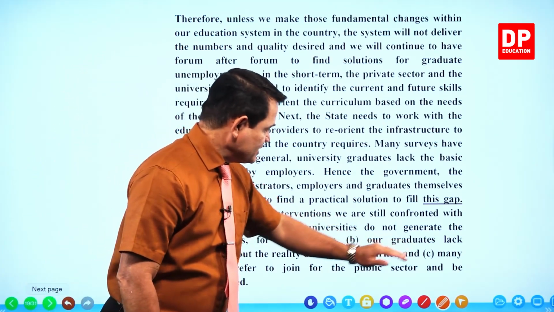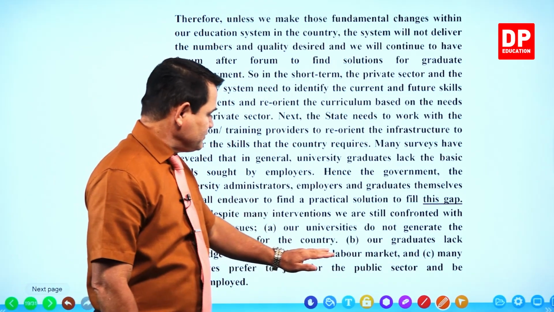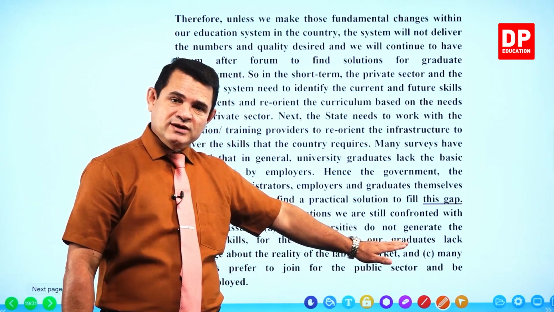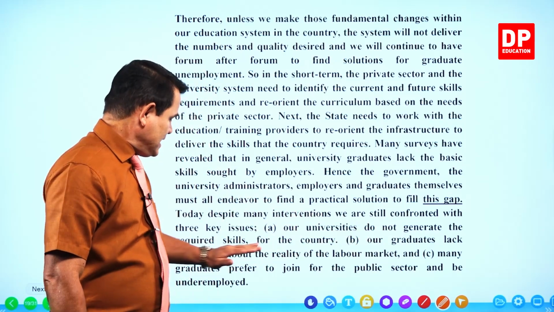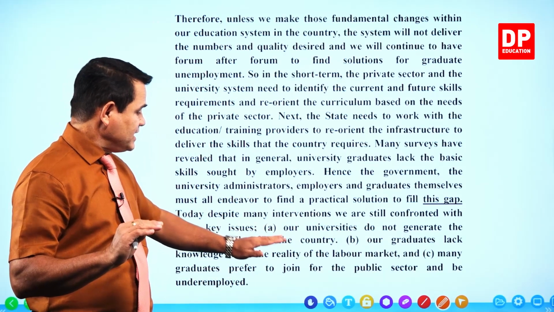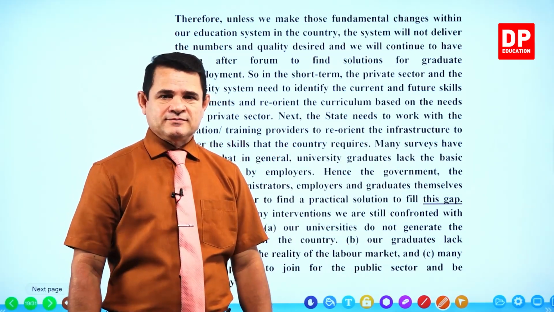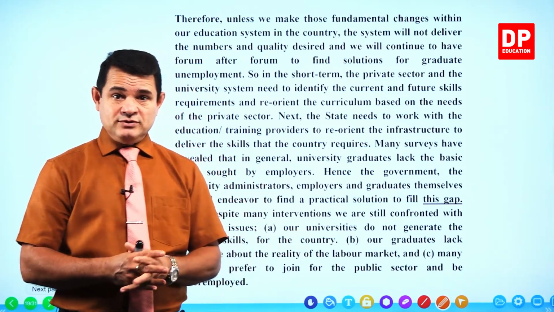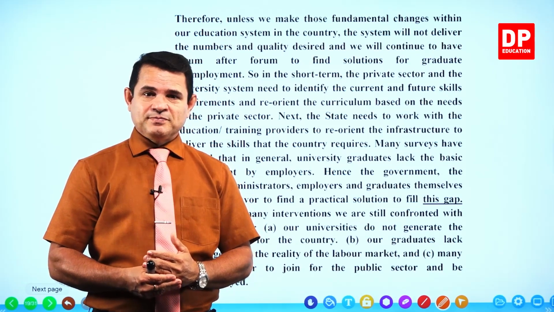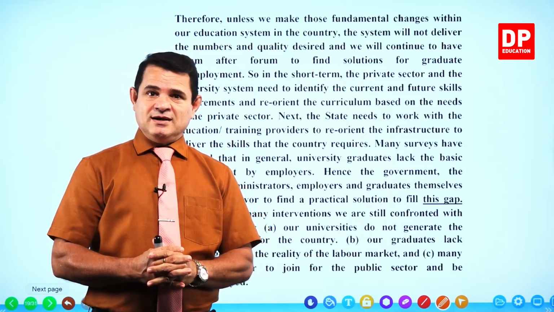And the second one, our graduates lack knowledge about the reality of the labor market. Labor market එකේ ඇත්තටම අවශ්‍යතාවය මොකක්ද? So now our students, your expectation is also to go to the university. University එක යන්න තමයි බලාගෙන ඉන්නේ නේද?